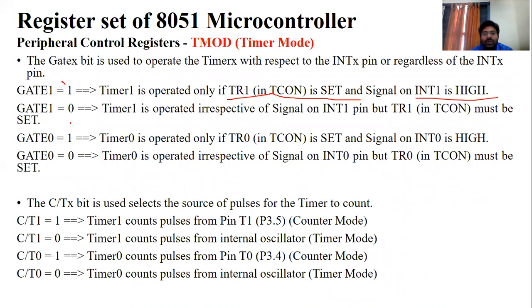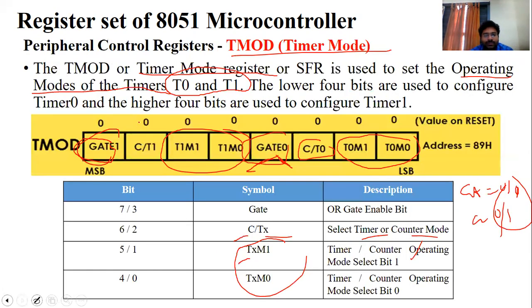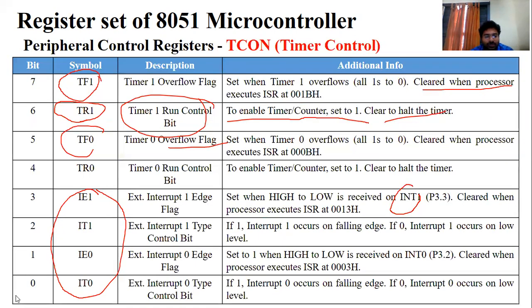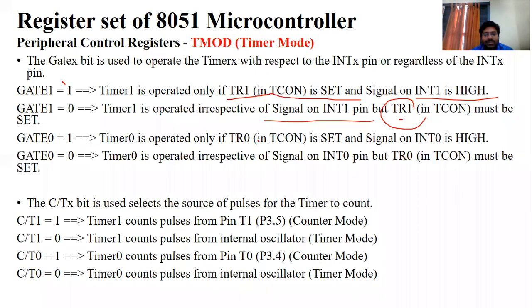If gate 1 is 0, then timer 1 runs irrespective of the sequence. It may be of interrupt 1. INT means interrupt 1. This is available in the TCON series, timer run control. Respectively, this has interrupt 0. Gate 1 depends upon interrupt 1, and gate 0 depends upon interrupt 0.